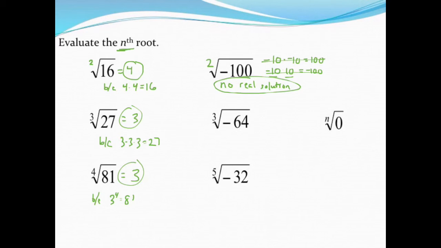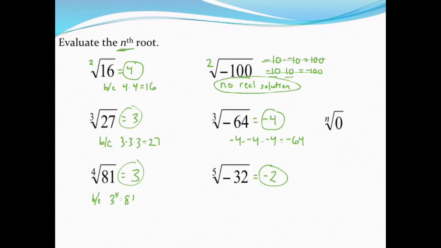How about doing a cube root of a negative number, though? Can you think of 3 numbers that multiply together to equal negative 64? You can try that on your calculator, or again, skip to the end of the video if you want to see how to do that. But it turns out that there is a solution, a real solution. It's negative 4. I can multiply negative 4 times itself 3 times and still end up with a negative number. 3 negatives would multiply to equal a negative product. So that actually works out to be a real number. The 5th root of negative 32, again, you can try some guess and check or use your calculator. That comes out to be negative 2.